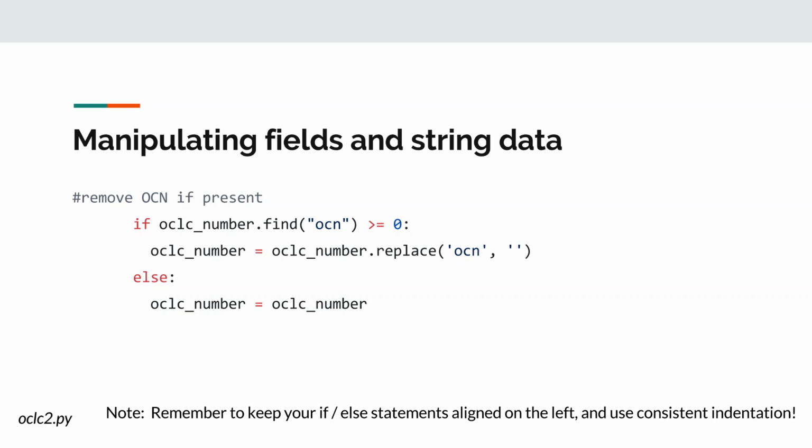And so this is one conditional located in that OCLC2.py file where it's looking for a particular bit of data in the 035 field. In this case, we're looking for OCN, and we want to replace that with nothing. So our goal is to end up with just the OCLC number. No prefixes, no OCLC, nothing, just the number.